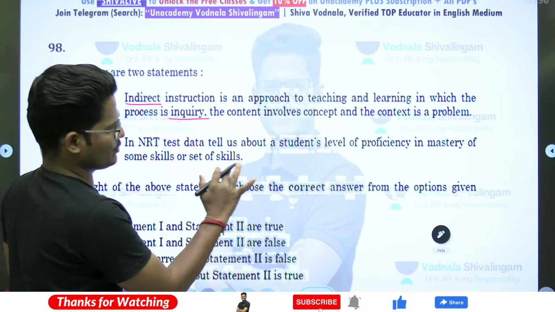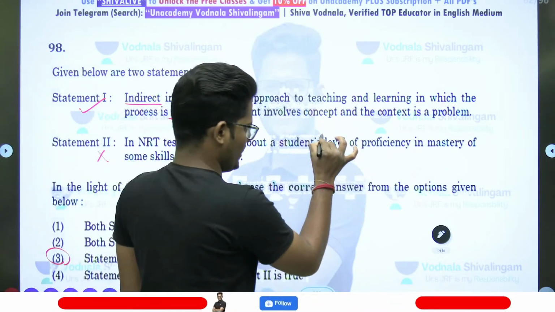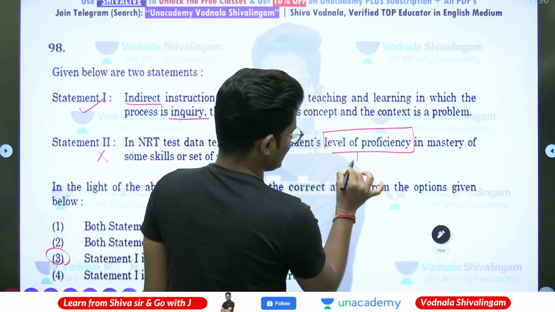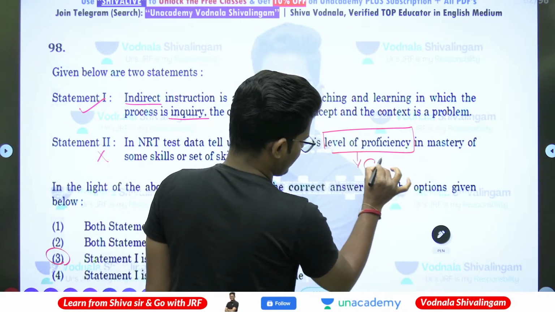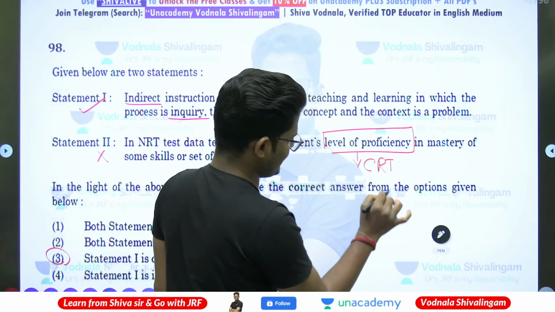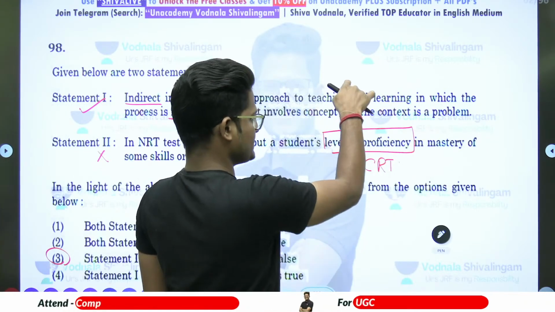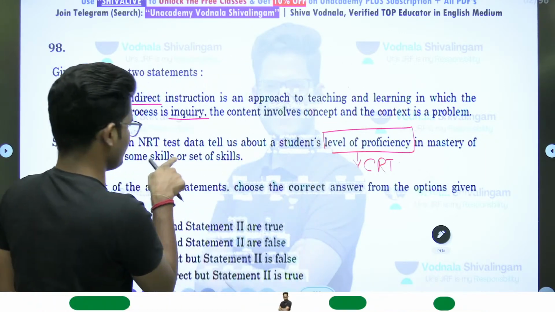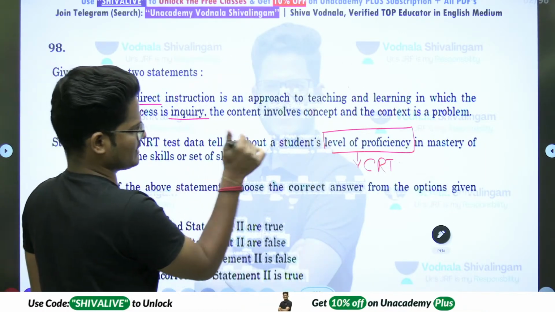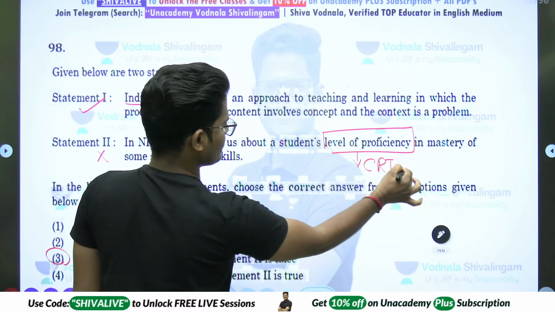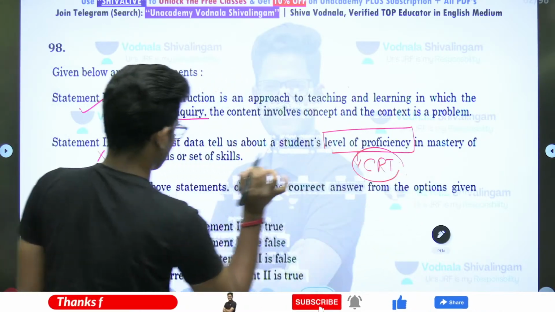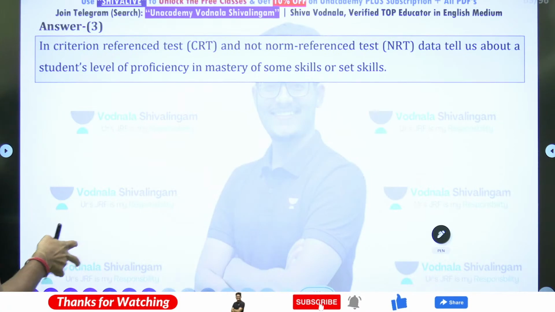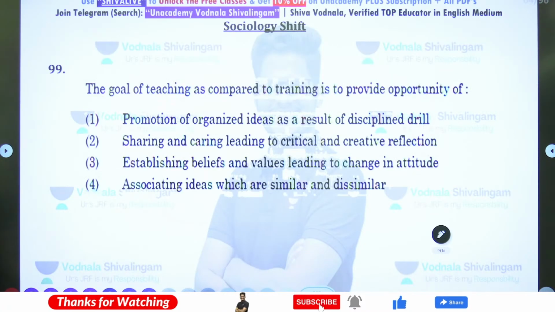NRT tells us about a student's level of proficiency? Whenever the phrase level of proficiency comes, that is actually criterion referenced testing. Just now in the last question we have seen this; this question was repeated and has been given already. Mastery of some skills or a set of skills, level of proficiency, is nothing but comparison with a standard, which is criterion referenced. It is not comparison with others. Proficiency means how much you have excelled.